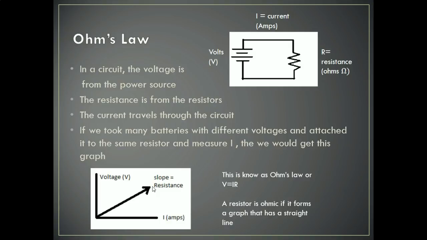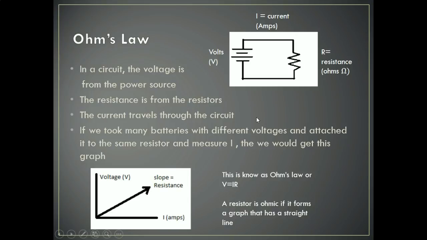And if a resistor is ohmic, that means it forms a graph that has a straight line when you plot voltage in amps. So if you keep on changing the voltage in amps, and you get a straight line, that means it's ohmic. So it obeys Ohm's law here, V equals IR. Pretty much everything we're going to do is ohmic, but if you get to higher level physics like in college or maybe even AP C or something, you'll deal with non-ohmic resistors, and then you have to use calculus.